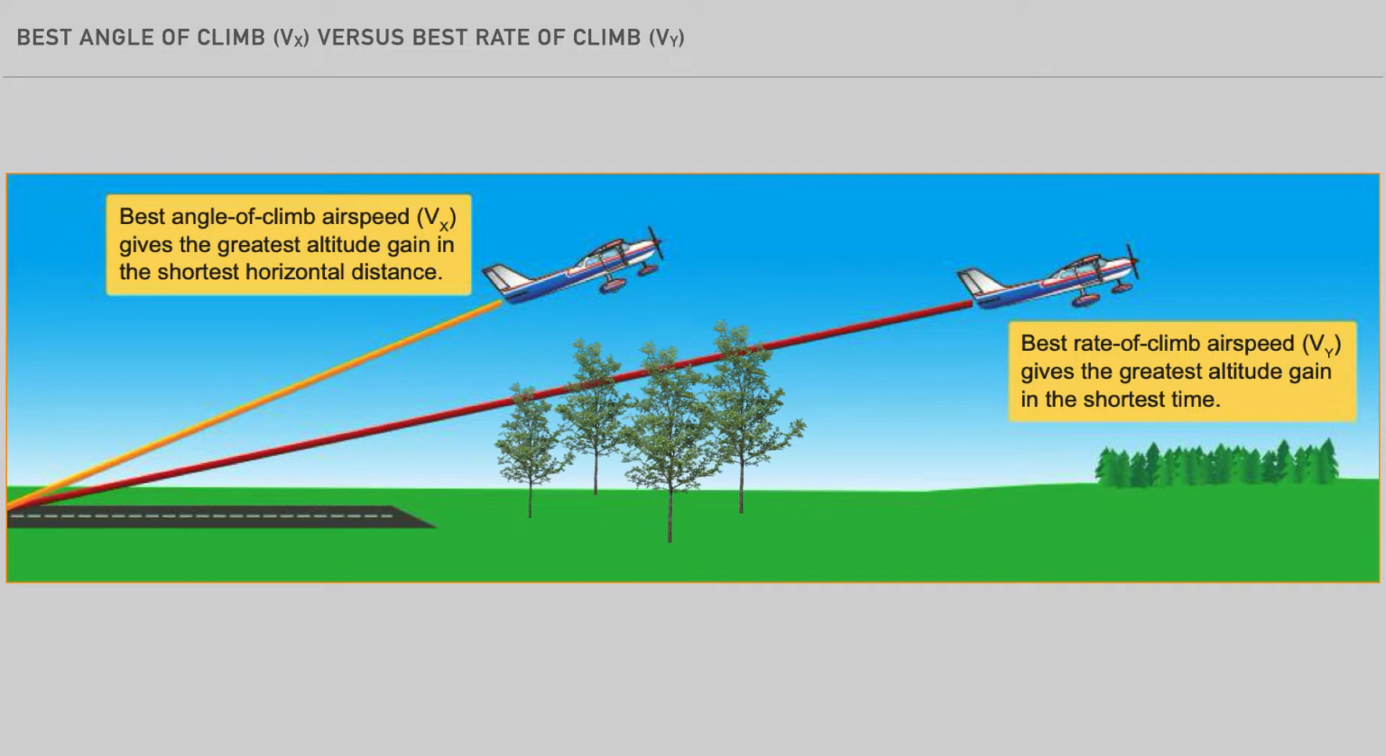In that case, Vx, or best angle of climb, would be preferred in order to gain the greatest height in the shortest distance. This presentation, however, will focus on best rate of climb, or Vy, and how it divides the back side and the front side of the power curves.